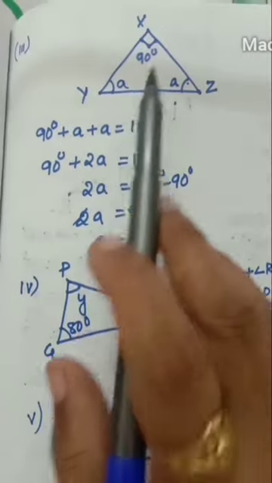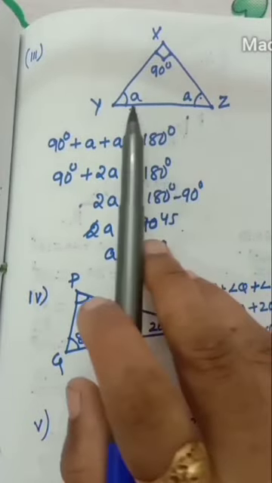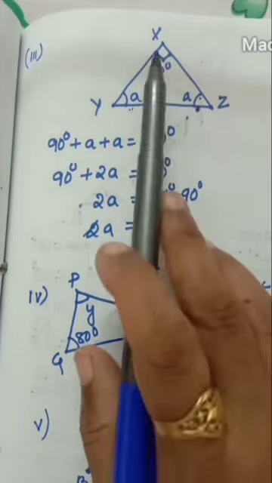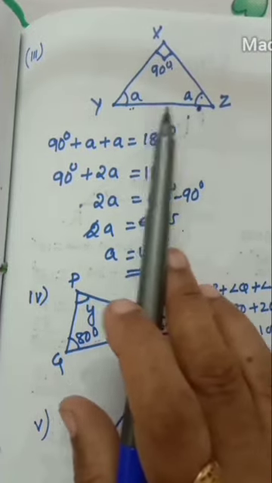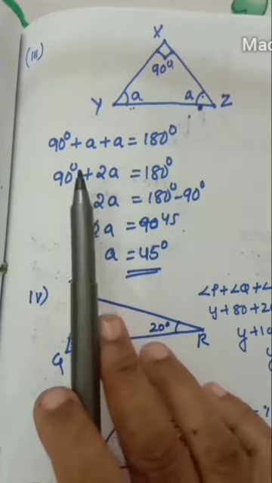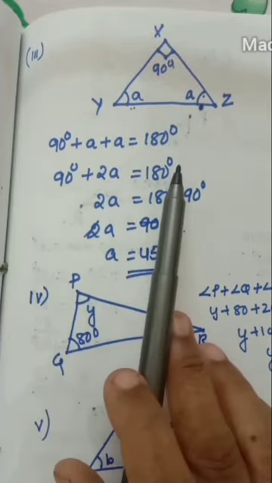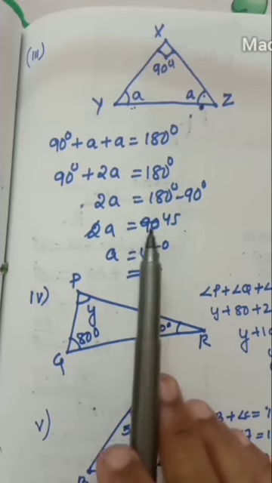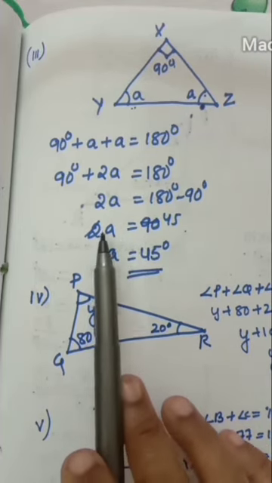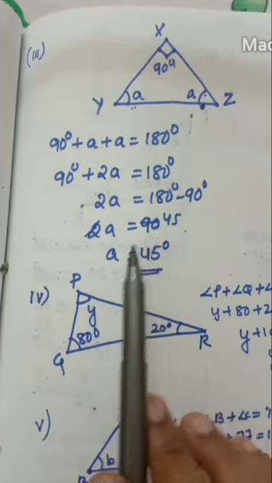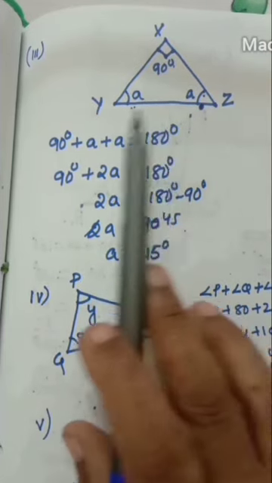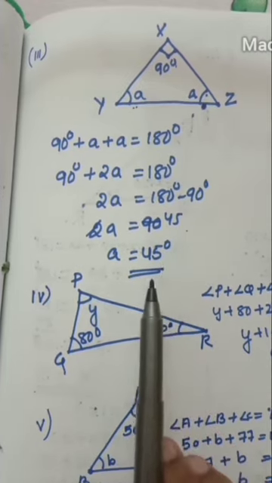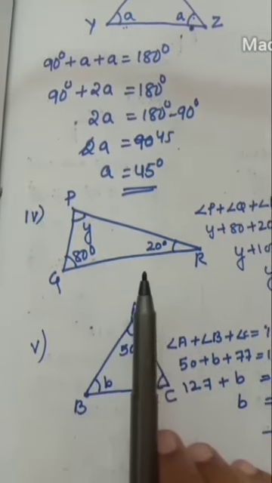Next, third part. Here unknown variable is a. Square meaning 90 degree only. So you add, how many a are there? 2a. 90 degree you can take from here to here, it will be subtracted. 2a equal to 90. Here 2 is multiplied, here divide only. You will get a equal to 45. Unknown variable is a only, a equal to 45. Fourth question.